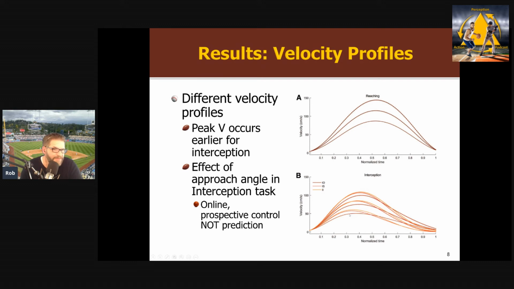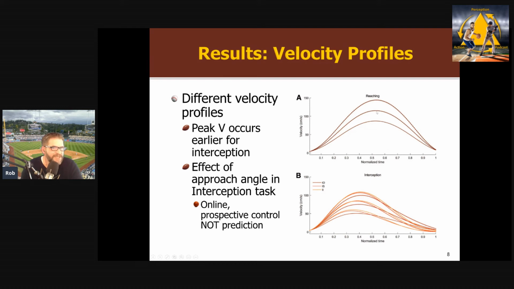But in their famous study, I think it was a '92 paper, you can clearly see it here. You get 3 different lines for the 3 different approach angles. That is what you expect if you're using prospective online control, okay? Because the information is different for the different approach angles, right? So it supports their evidence.